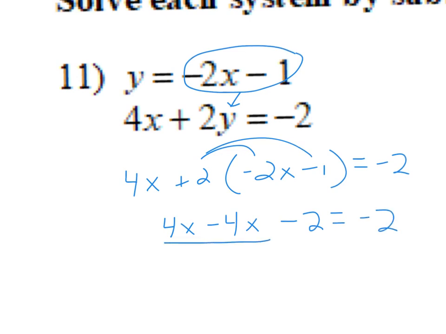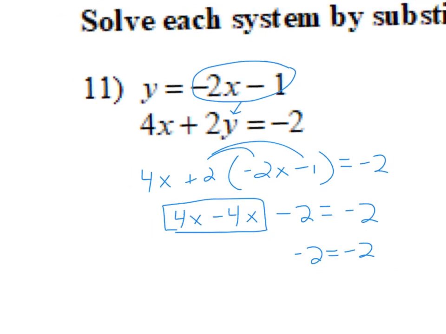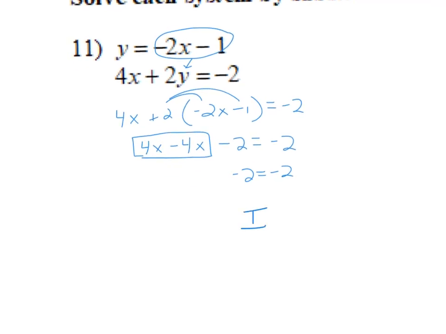So now these x's right here are going to cancel out. So 4 minus 4 is 0. So I just have -2 equals -2. So when it's the same on both sides, that's IMS.